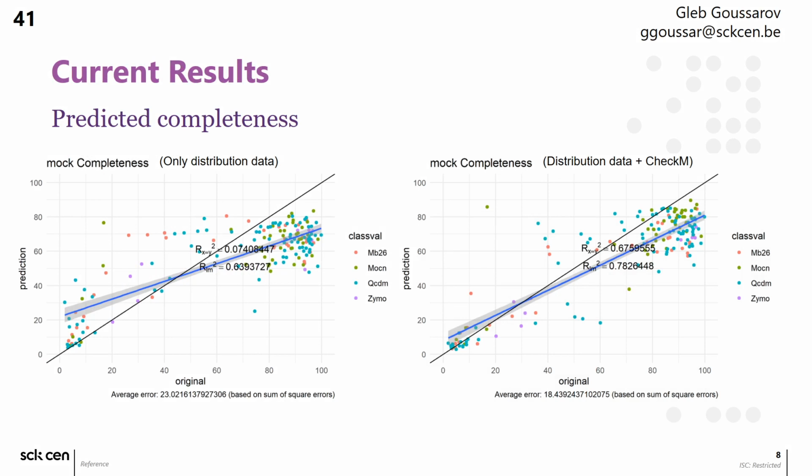Here's what we have produced in terms of results. We have two sets of models, one of which relies just on distribution statistics, and one which also takes into account the results of marker gene-based tools, in this case CheckM. The tool which relies purely on distribution statistics is still underperforming at the moment, and the tool that also relies on CheckM actually shows a marginal improvement over just using a purely marker gene-based approach.